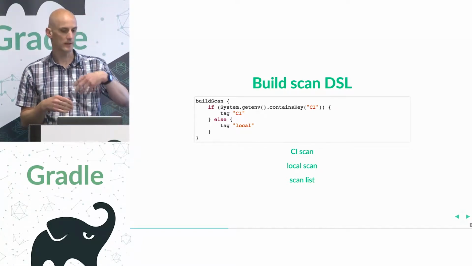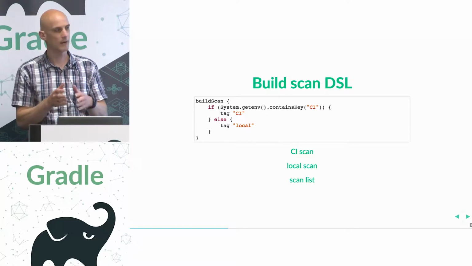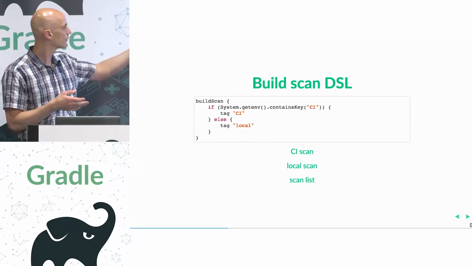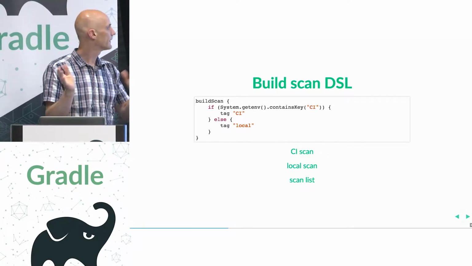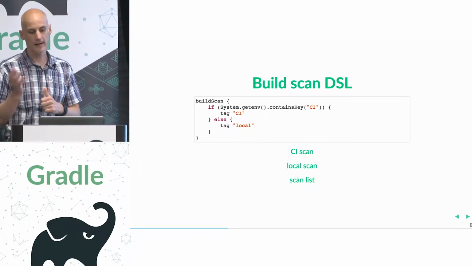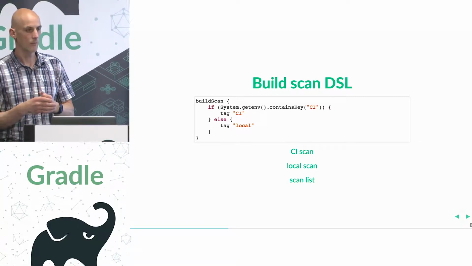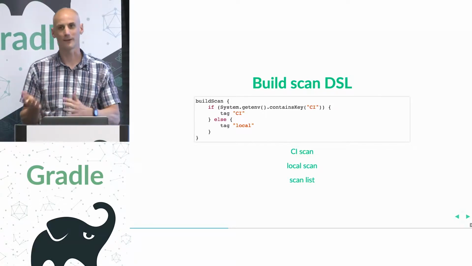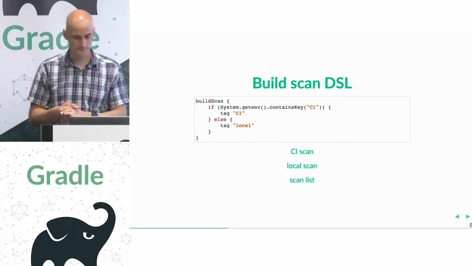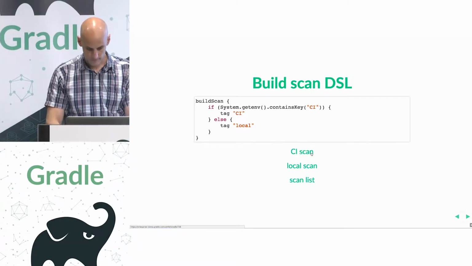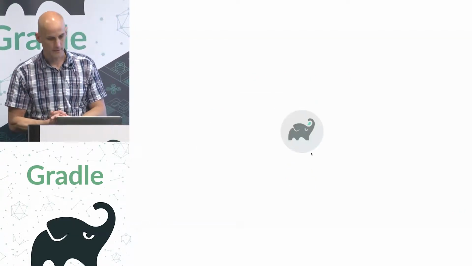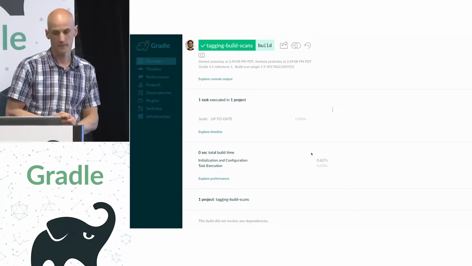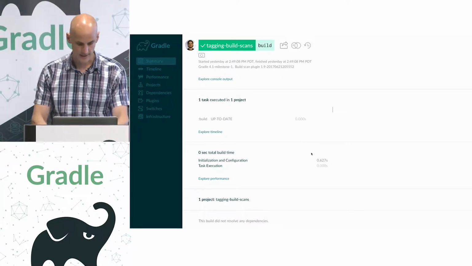And the way you do it is, we have a DSL that you add to your Gradle build, and within the build scan closure in this case, we're making a decision whether we want to add the CI tag or the local tag. What that logic is of course totally up to you, as well as what you call that tag. So here we see a build that was tagged with CI. So you can know that it came from CI up here.